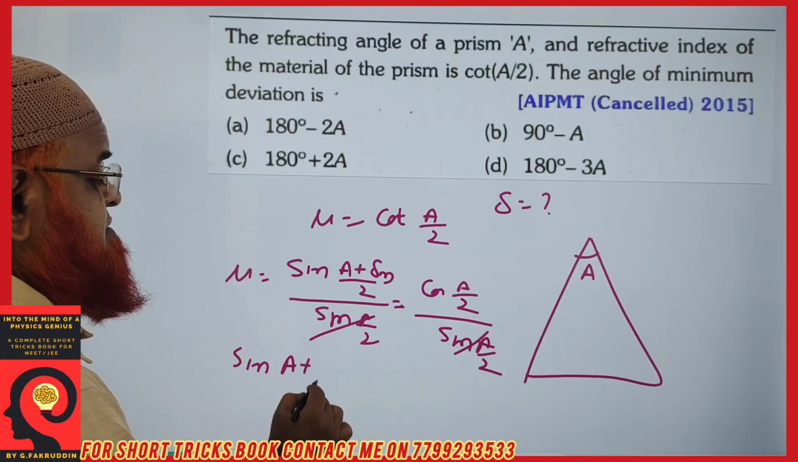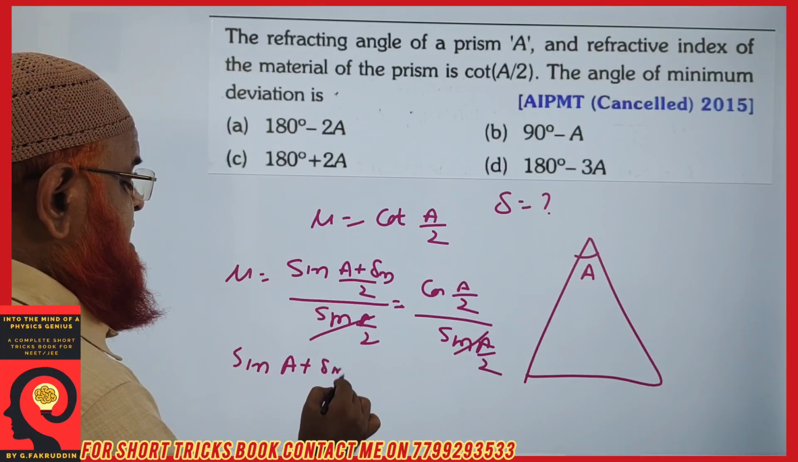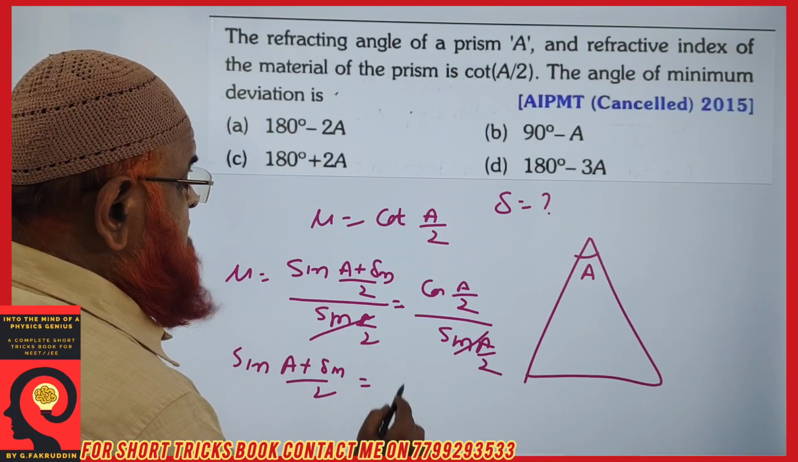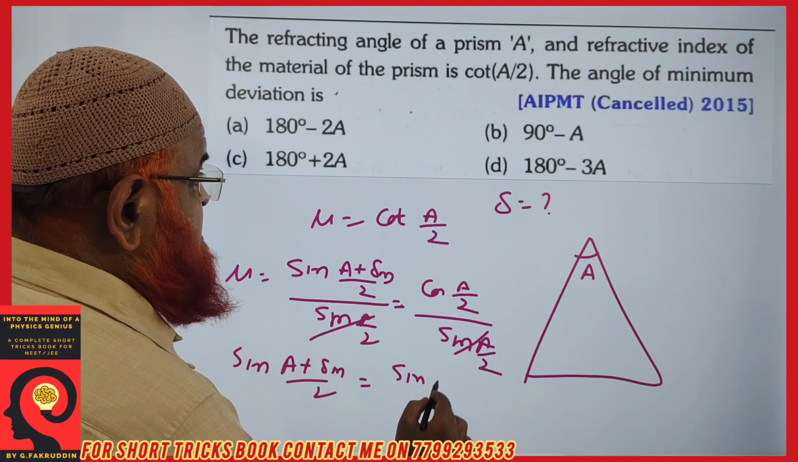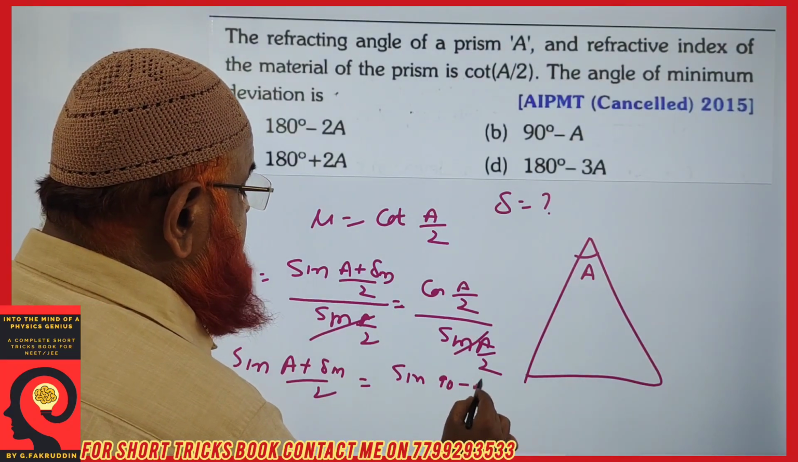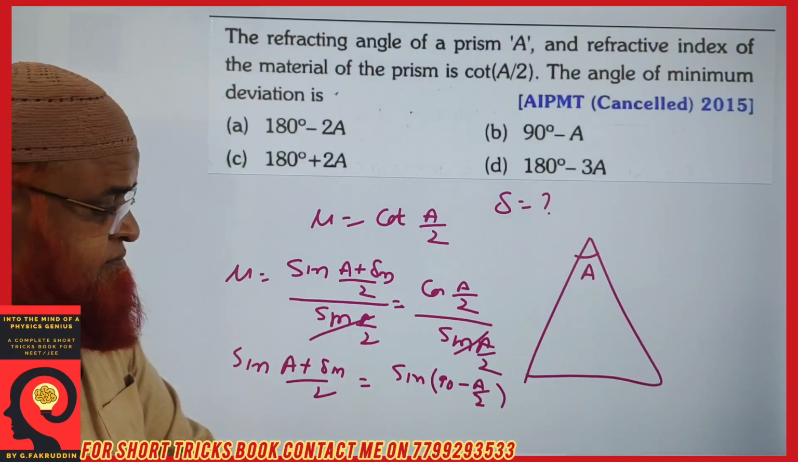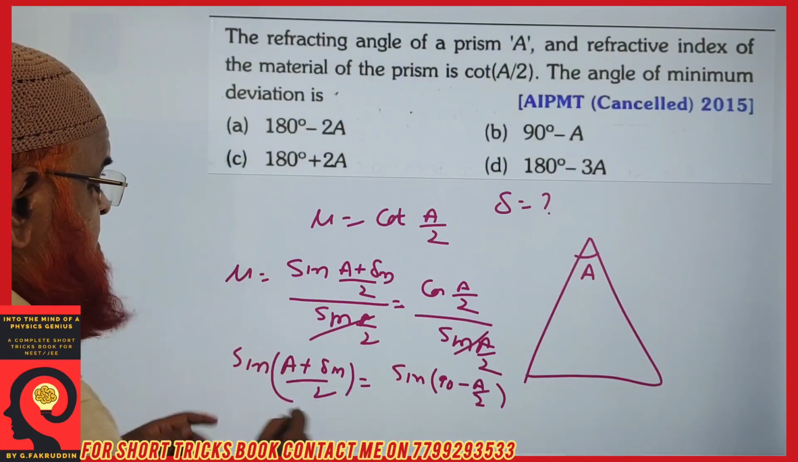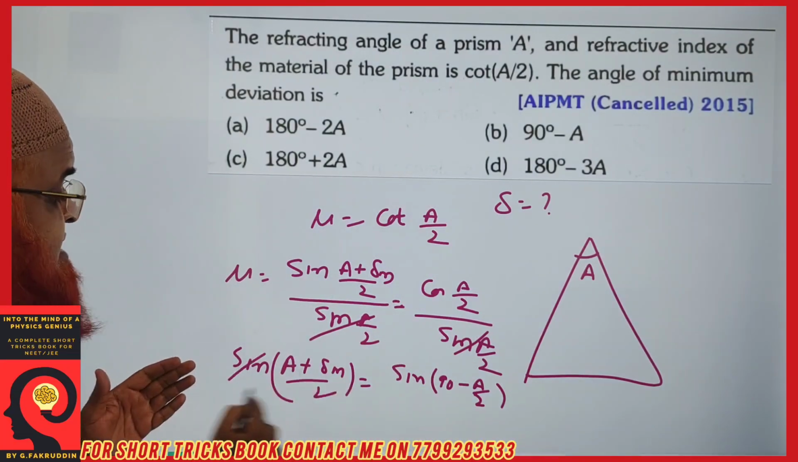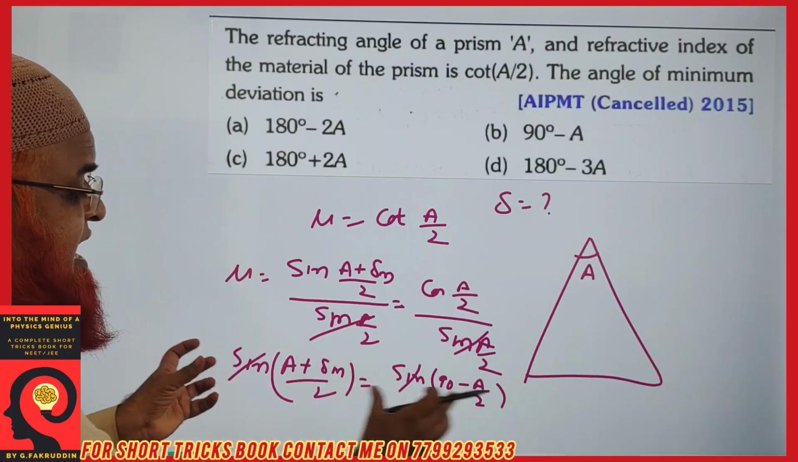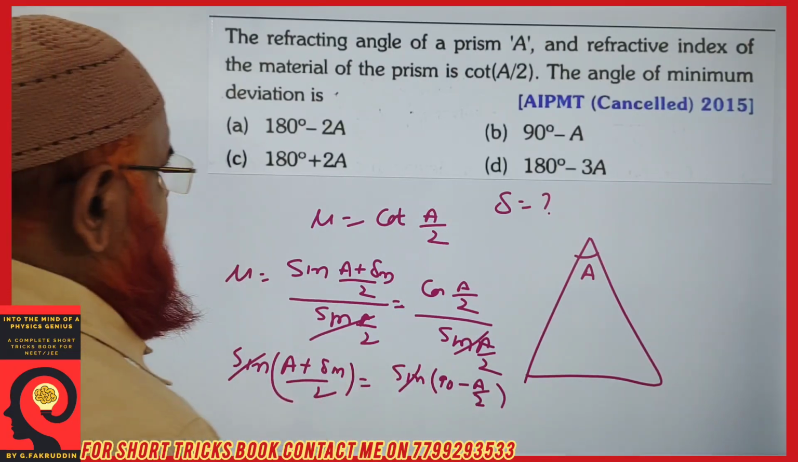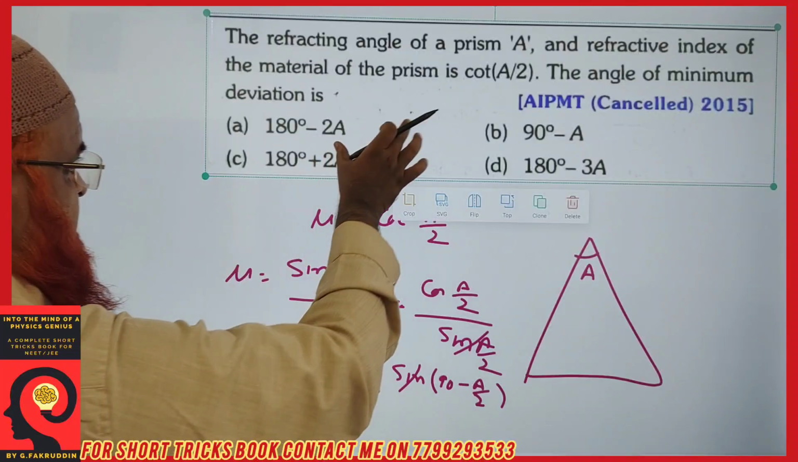Sin of (A plus delta M) by 2 is equal to cos A by 2. Can I write cos A by 2 as sin of (90 minus A by 2)? Because sin (90 minus theta) is cos theta. Now can we compare the sines and cancel them? We can make the angles equal here. So if you make the angles equal, what are you going to get?